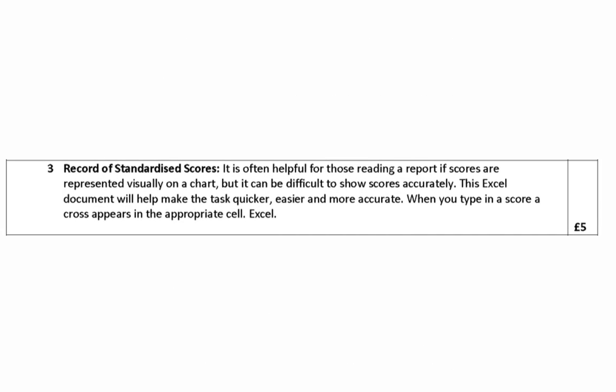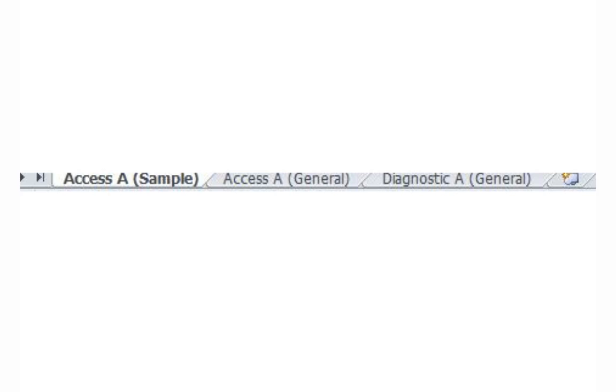Document 3 allows you to record scores visually on a chart. Sometimes I assess students within a centre who don't actually need access arrangements, and it can be helpful to be able to show their scores on the chart for the school or college because I won't need to complete Form 8. This Excel document comes as 3 separate spreadsheets.